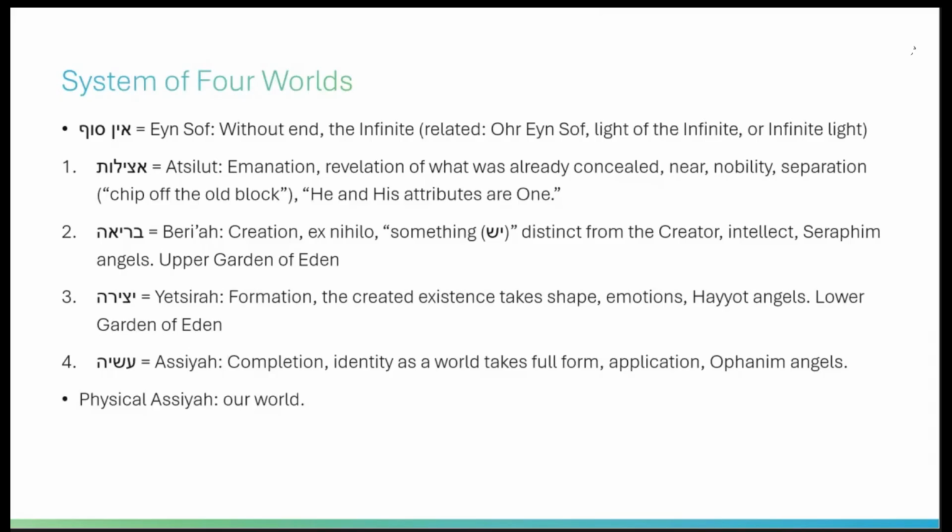One last thought, one last topic that we should cover before we sum it all up is the soul levels. All this has been talking about the Sefirot and the attributes of God. Now we're going to talk about the soul.